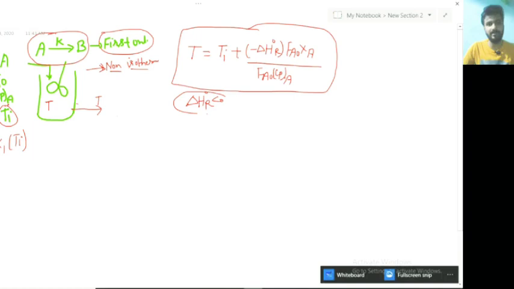If the exothermic reaction is taking place in the continuous stirred tank reactor, then the outlet temperature of the reactor will be greater as compared to the inlet temperature, because an exothermic reaction is taking place and there must be energy release. That's why the reaction will be releasing energy. That's why the outlet temperature must be greater than the inlet temperature. I think it's very clear to all of you.